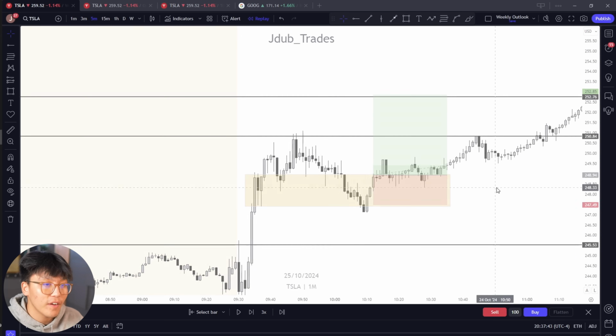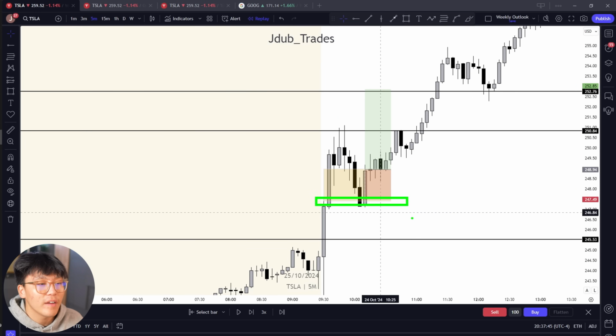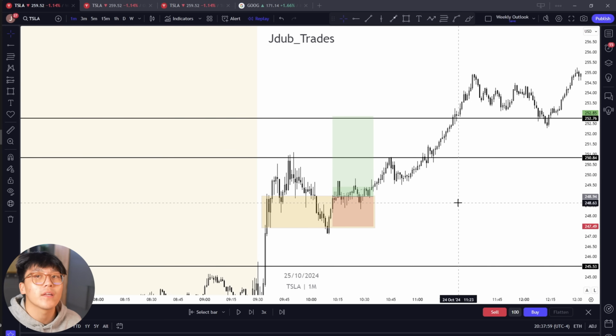You can see if I go into the 5-minute chart as well, price ends up having a clean retest of our 5-minute opening range. So the 5-minute opening range was defended. You can see we have that confirmation candle as well. If I'm wrong the first time, I can always look to re-enter the second time, right?